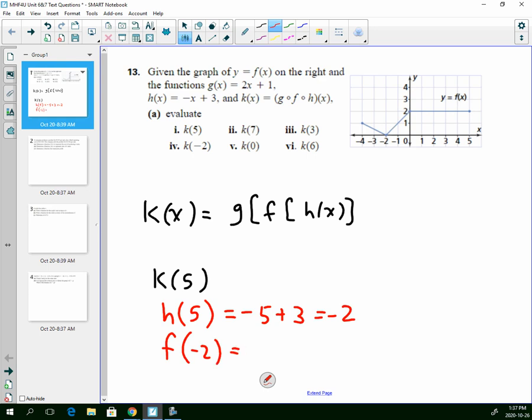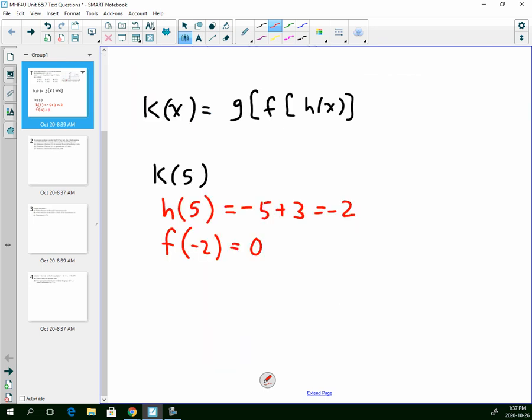F is given as the graph. So we're going to go over to the graph. We don't need to know the equation of the graph. We just need to look and find the value at negative 2 along the x-axis and see what the y value is, which is 0. So we just read it off the graph.